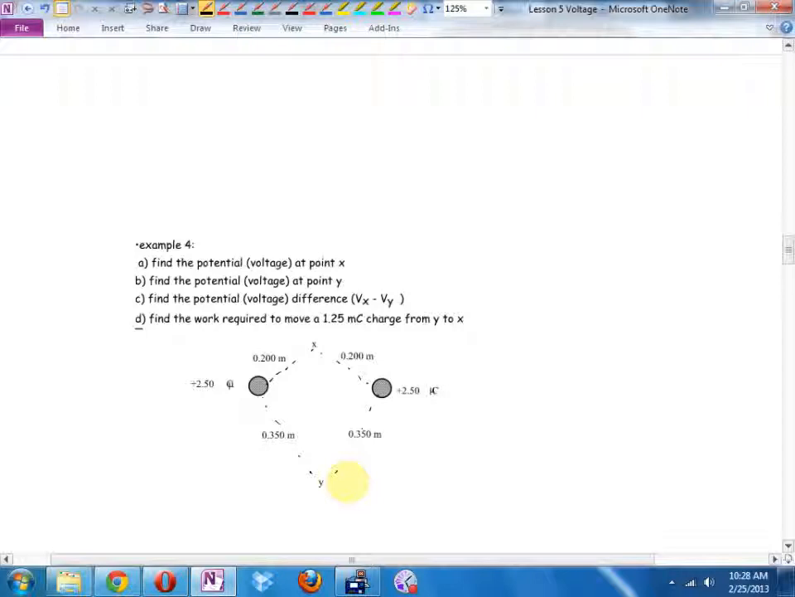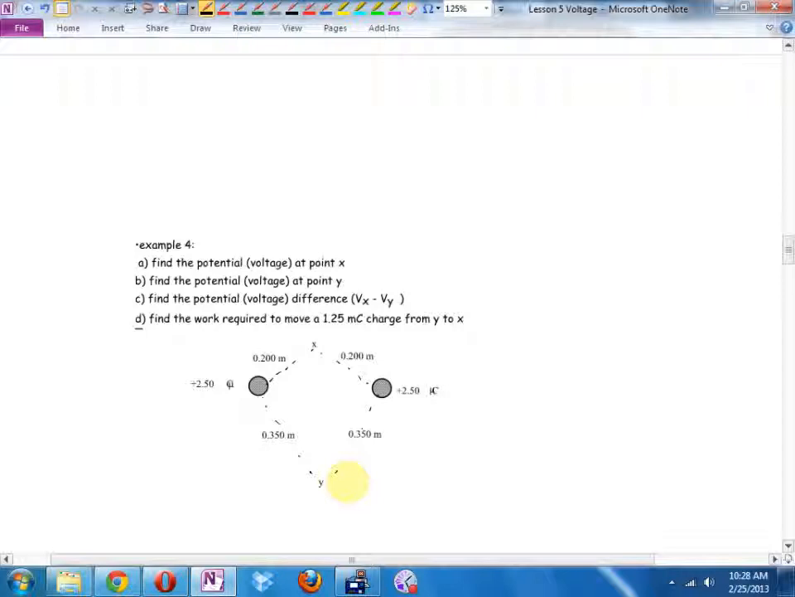One way to find the amount of work done would be to find all of the potential energy at location Y, go KQ1Q2 over R at location Y. Then go KQ1Q2 over R at location X, and then work is the change in potential energy. There's a better way. What does part A want me to find? Did they say potential energy, or did they just say potential?